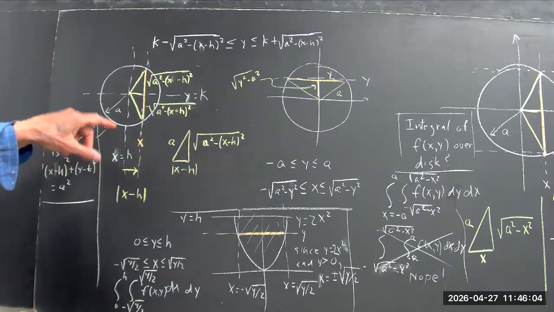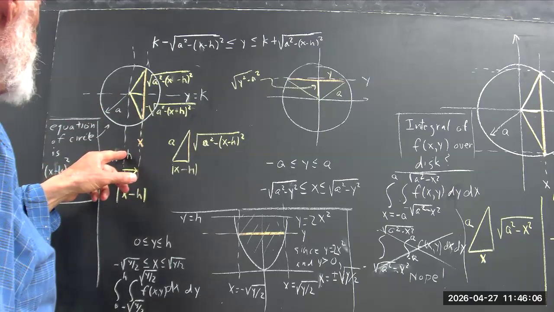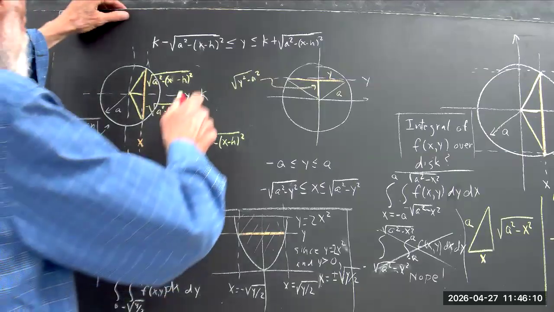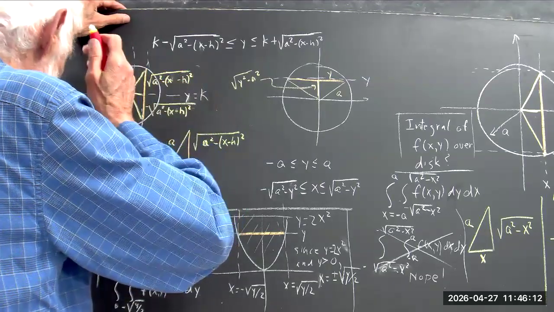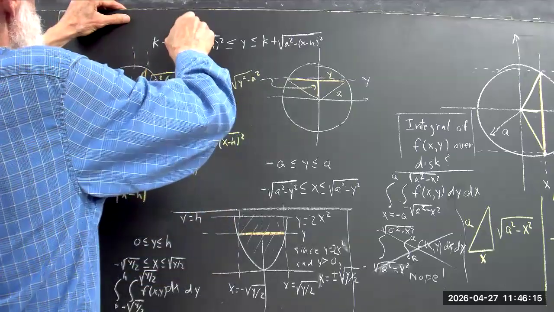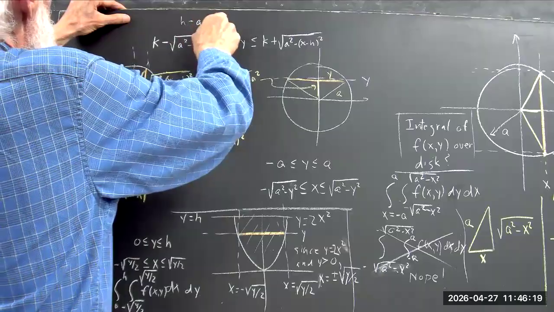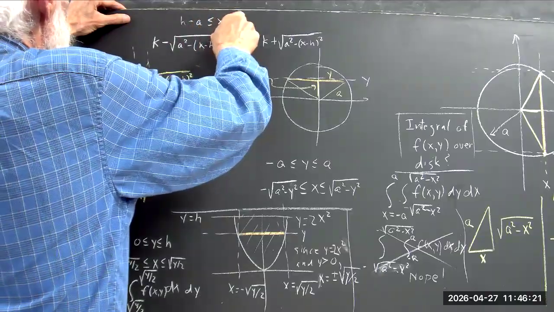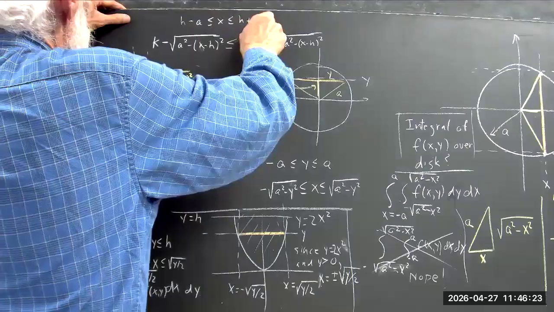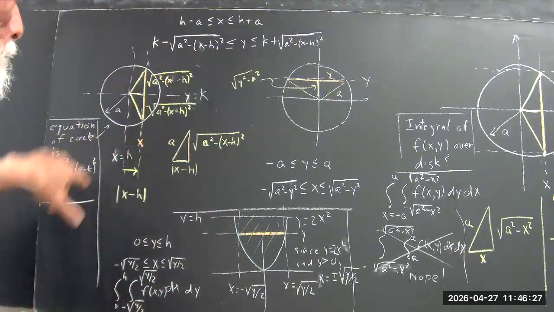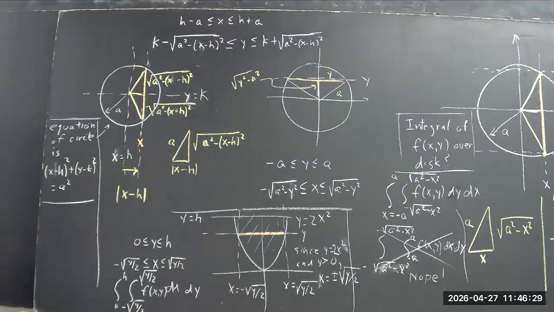Okay, again from the picture, x equals h here. We can move a units to the right or left. A units to the left of h is h minus a. So, h minus a is less than or equal to x, which is less than or equal to h plus a. So if you have a good picture, you don't need to do a whole lot of algebra.